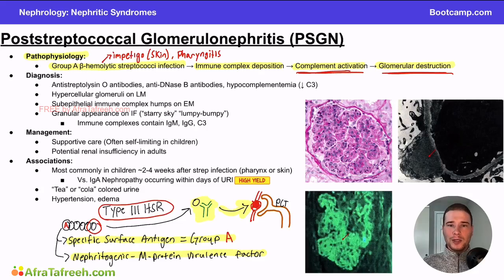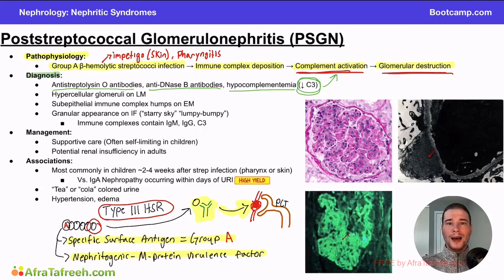So how do we diagnose this condition? Well, there are a couple well-known antibodies involved, including anti-streptolysin O antibodies or anti-DNase B antibodies that we can test for in the serum. Additionally, we would expect to see hypocomplementemia or decreased C3 in the patient's serum. Why? Because we're experiencing complement activation. That is, the C3 is being used up in an area in the body, and thus there's less of it floating around in the serum.